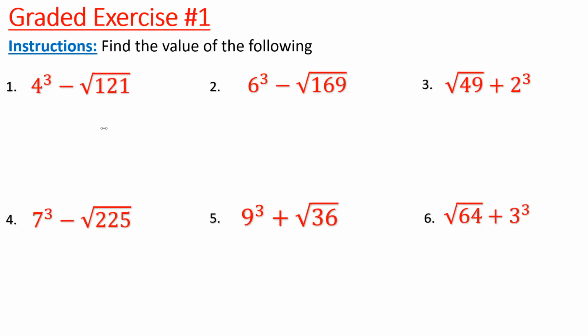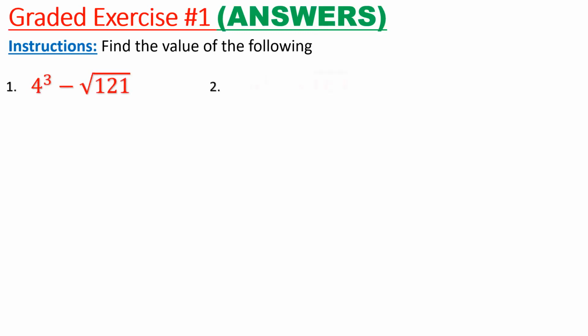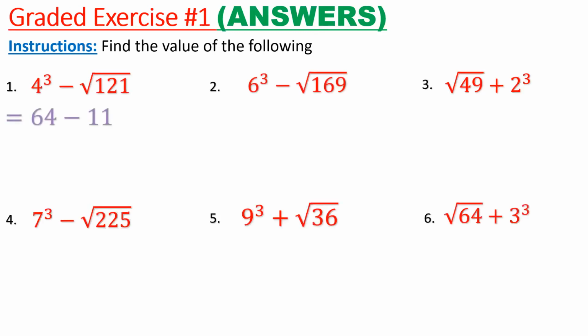All right. Let's go over the answers. So for number one, we have 4 cubed minus the square root of 121. What is 4 cubed? 64. 64, very good. And what's the square root of 121? 11. Okay, 64 minus 11, and that's going to be 53, very good.